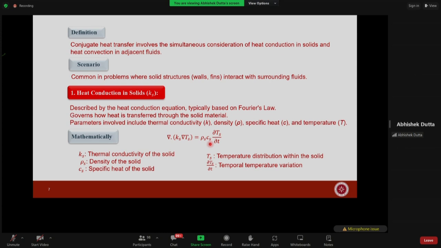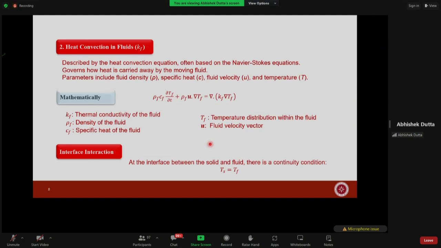Now, this is the solid part. This is the conduction part of the solids. As I said to you, the conjugated heat transfer involves both heat conduction and heat convection. So we also need to see what is happening in the heat convection as well.